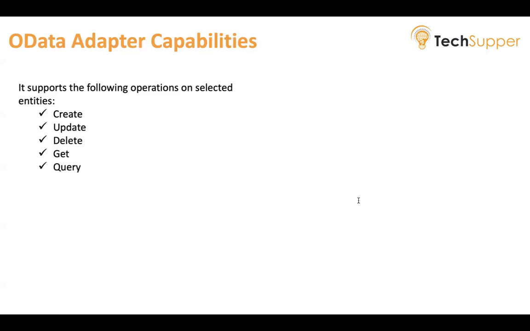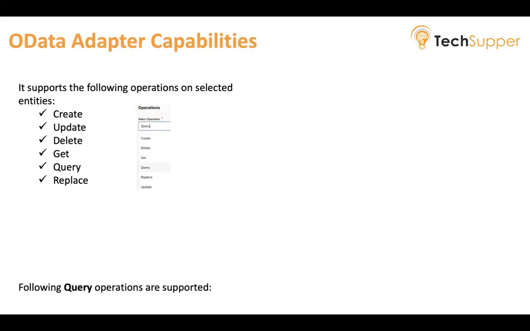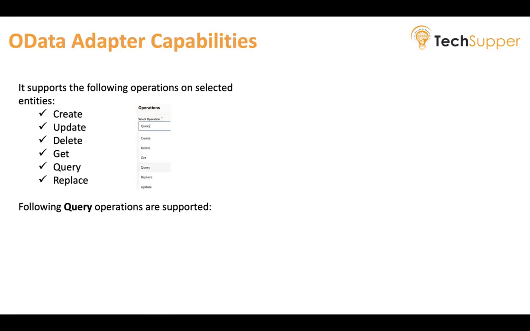Query. When we say query, it retrieves all the records for the selected entity, meaning the complete table data. The difference between get and query is that in get, you put some unique ID to get the data. In query, you don't need to put any query parameter. It will get you all the data of the selected entity. Replace. Replace replaces all the existing records for the selected entity. So when you use this adapter, you will see this operation drop-down where you can see all those operations.